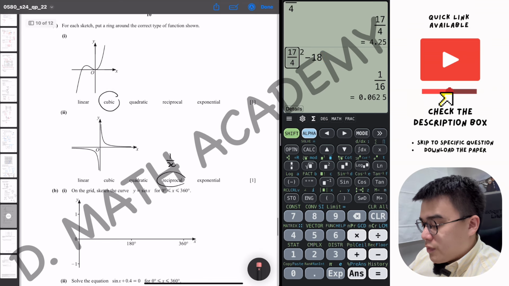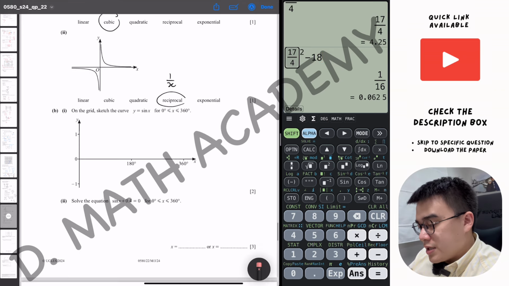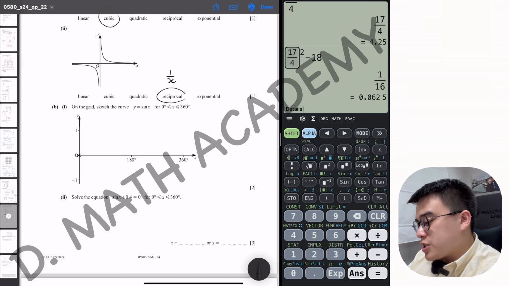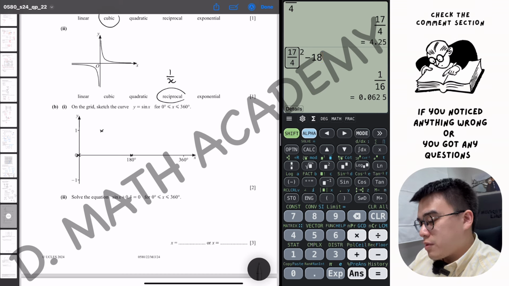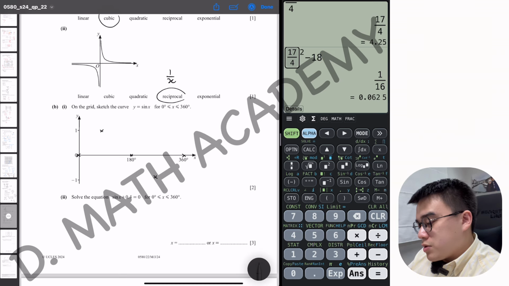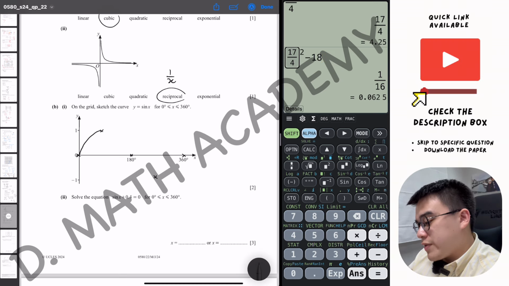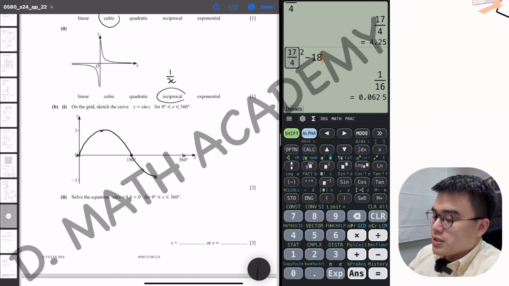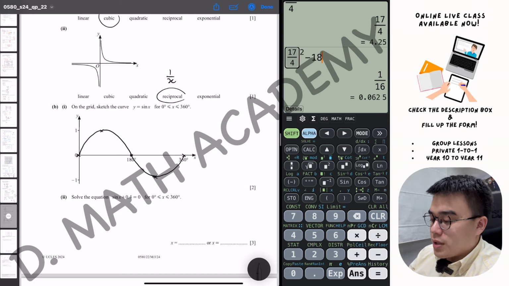Same goes to the next part where we have sine x. Okay, this is again the generic one, the easiest of them all. They just want us to sketch the basic graph. So it must be freehand drawings. So if it's a little bit crooked, it should be fine and all good. And this is my answer here for B1.